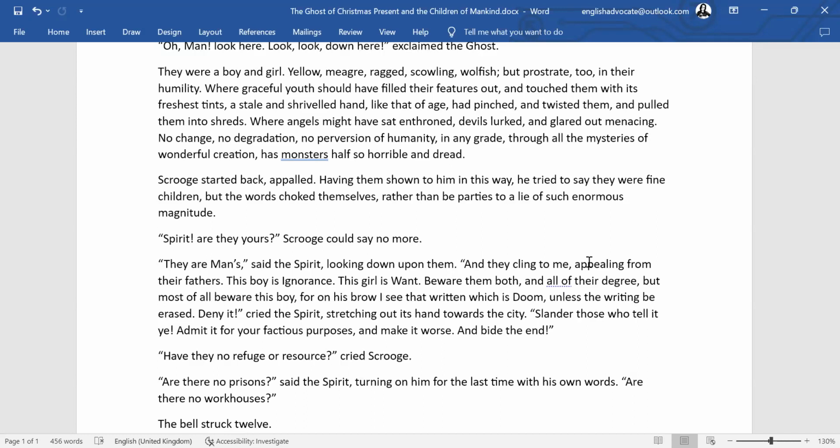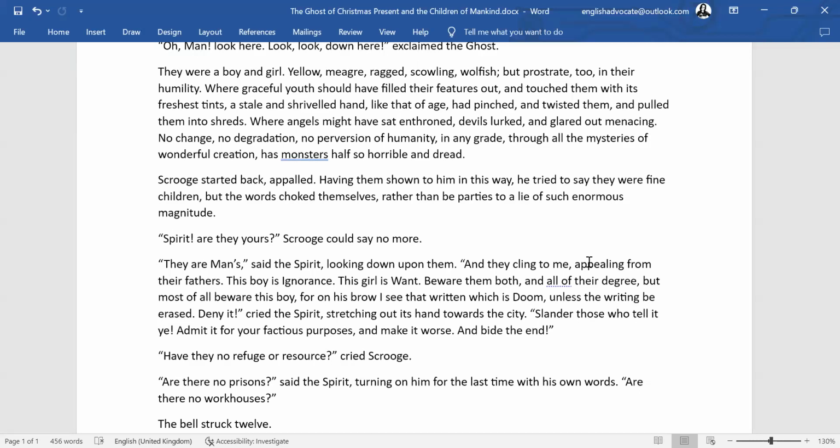Right? And the ghost kind of challenges Scrooge to deny it, because he's telling Scrooge basically that ignorance, Scrooge's own ignorance, is going to lead to doom, is going to lead to his judgment, unless he does something to change the future. And this challenge to Scrooge, deny it, slander those who tell ye, admit for your factious purposes and make it worse, and abide the end. This is a kind of change. You've got to do something about it.